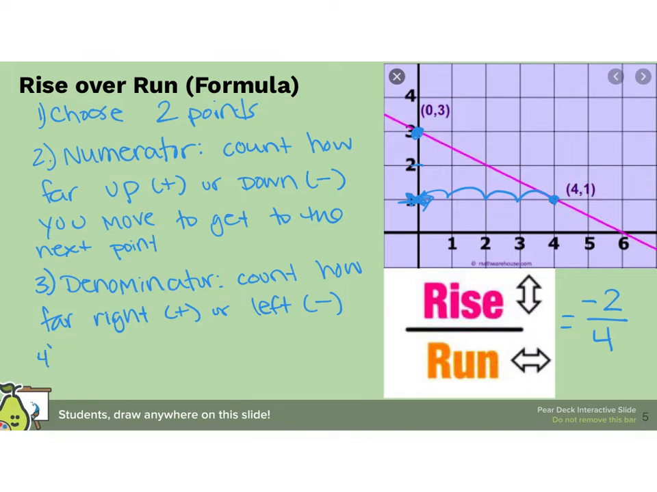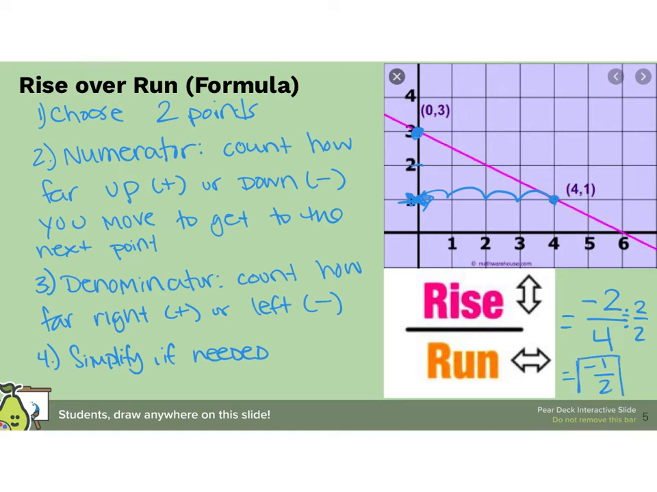Your last step is going to be to simplify if needed. What does that mean? Well, can I reduce? If you know your math facts, you know you can divide this by 2. But if you're not sure, you can always type this into your calculator and see if it gives you a whole number. This time it's not. It's still going to give you a fraction. So this is an even number. I can divide both of these by 2. So my final slope is -1 over 2.